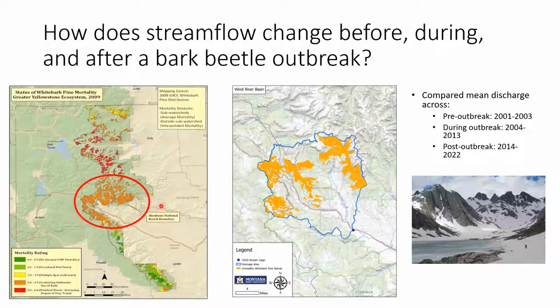I decided to focus in on the upper Wind River Basin and compare streamflow before the outbreak, during the outbreak, and post-outbreak. This map here shows the USGS stream gauge that drained these orange clumps, which represent the whitebark pine stands that were afflicted by the bark beetle outbreak. My data for the pre-outbreak was limited to just 2001 to 2003 due to data availability, but I was able to get extensive data for during the outbreak and post-outbreak.